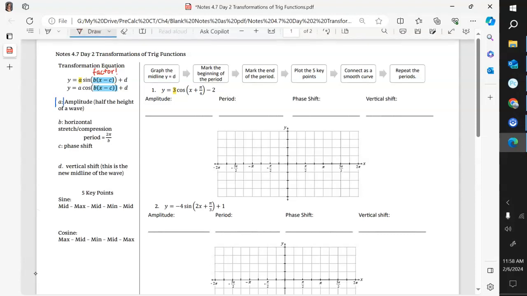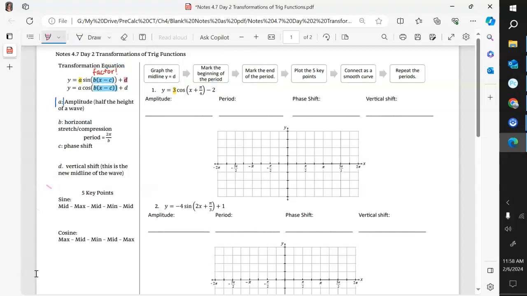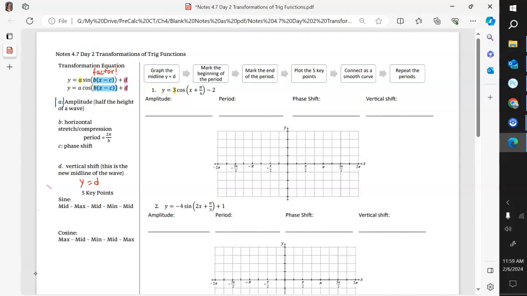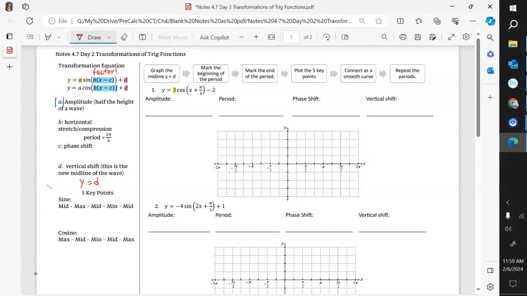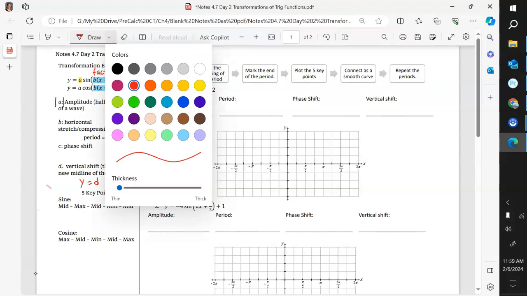The phase shift is c, but again, in order to find the phase shift, you have to factor first. And then the d value is going to be the vertical shift, but it also works out to be the midline of the wave. So the standard midline is at the x-axis, but if we have a vertical shift, then our midline is moved to the new y equals d point. So we'll go ahead and do the first example together, and we'll also do the second example.